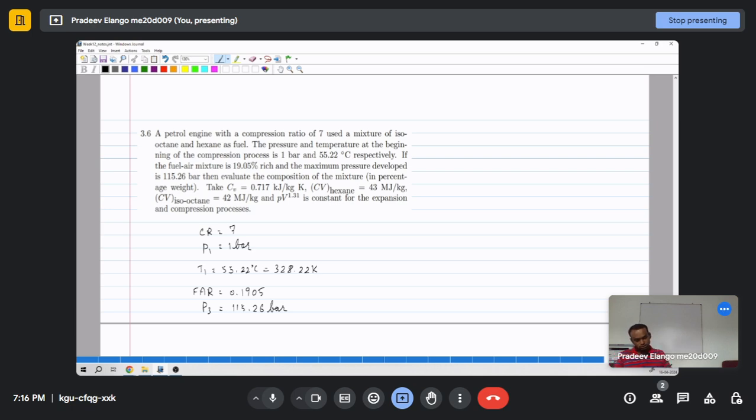Okay, the CV of different fuels are given. So first we can calculate how much energy is needed, and then based on that we will be able to calculate. So CV of hexane is 43, CV of isooctane is 43, and PV to the power 1.31 is equal to constant.